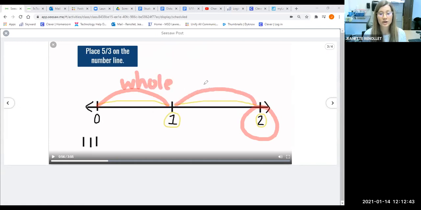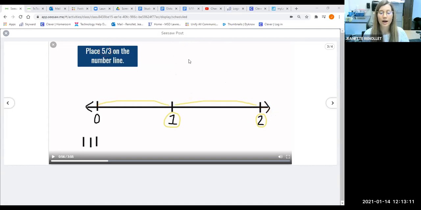From 1 to 2 is a second 1 whole. Now we're going to look at how I can place 5/3 on a number line. Notice that the numerator is greater than the denominator. That means our number is greater than 1 whole. Let's look at how we can do this together by focusing our eyes, ears, and brain on the video.